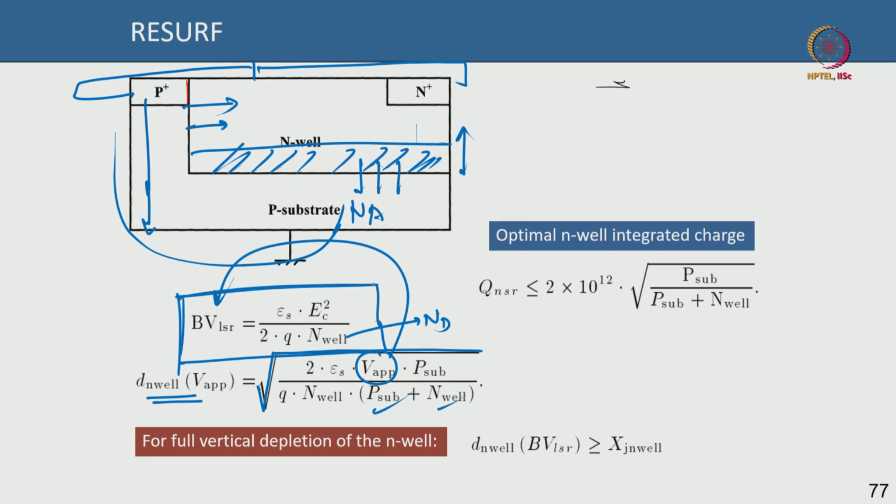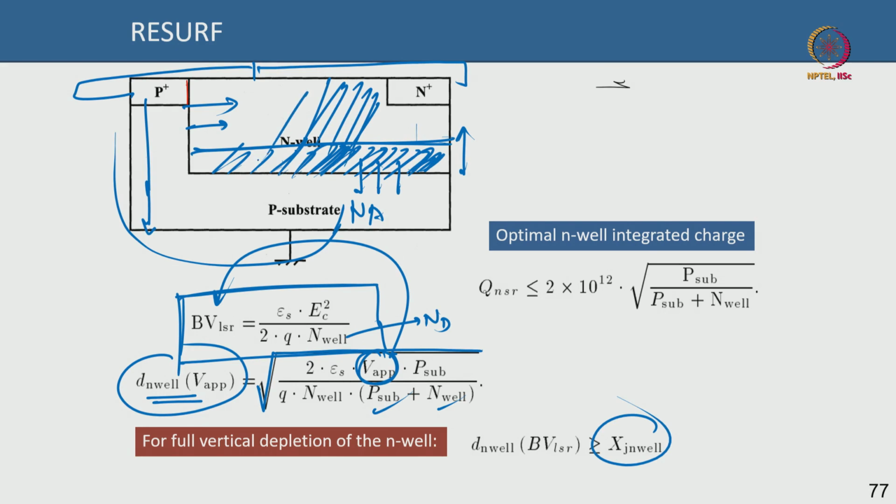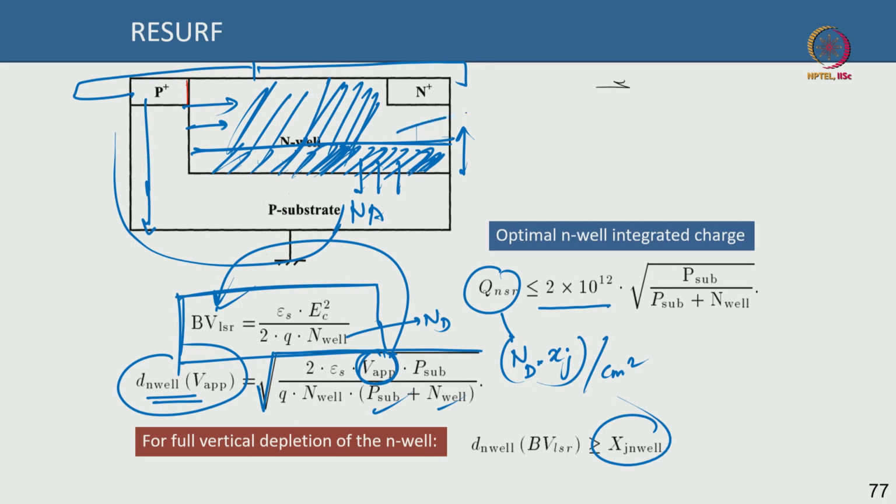So this breakdown voltage I am substituting here, and this is the depletion. The condition for RESURF is that this depletion should be more than that, which means this entire region should be depleted, max depletion should happen before we reach the breakdown voltage, that is all. If you do that, you get the product of the drift region doping into xj, the dosage, which is per centimeter square of charge. The doping times the thickness of the drift region will be less than or equal to 2 into 10 to the power 12 per centimeter square, by the way, into the square root of p type doping of the epi divided by p type doping plus n type drift region doping.